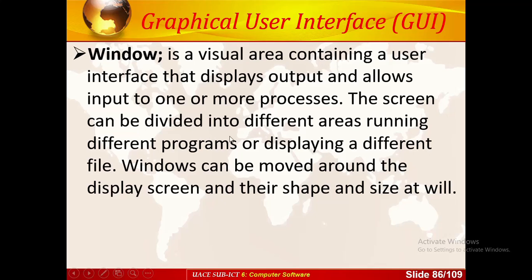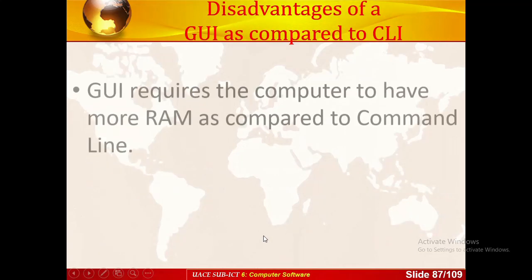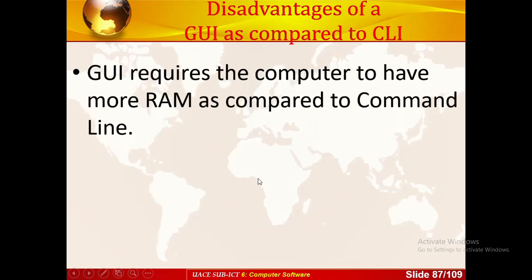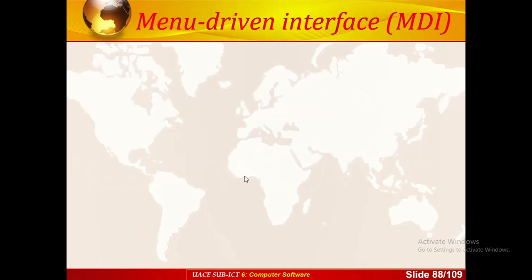The screen can be divided into different areas, running different programs and displaying different files. Windows can be moved around the display screen and their shape and size changed at will. You can resize the windows, as we're going to show you. We have desktop. This is the area on the display screen where icons are grouped. These advantages require the computer to have more RAM as compared to command line interface. Command line instructions execute faster than graphical instructions.